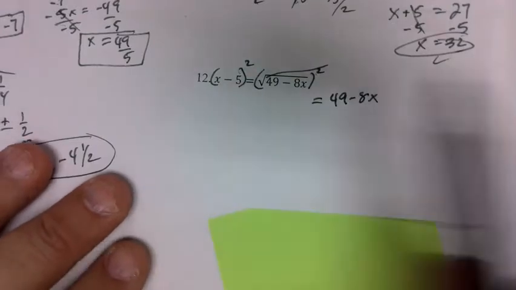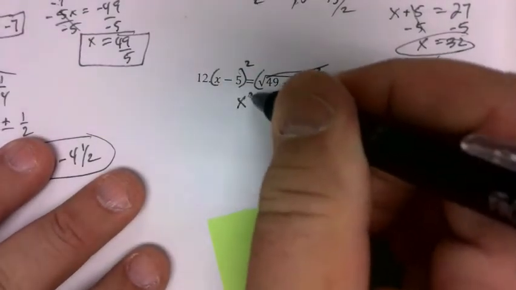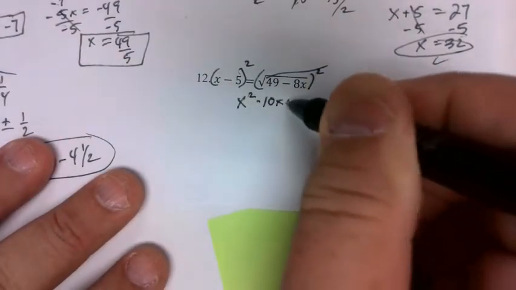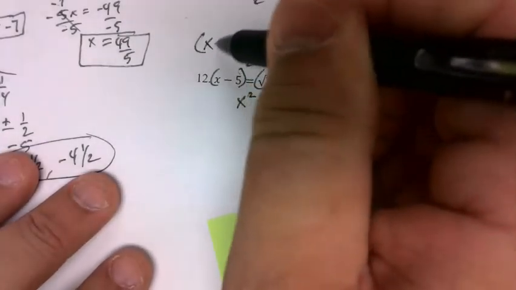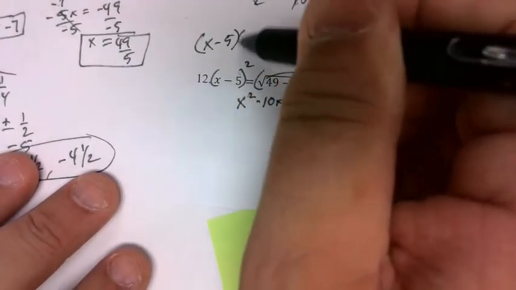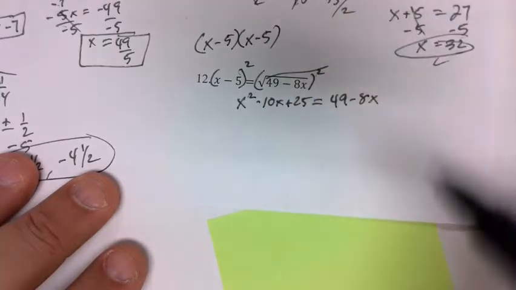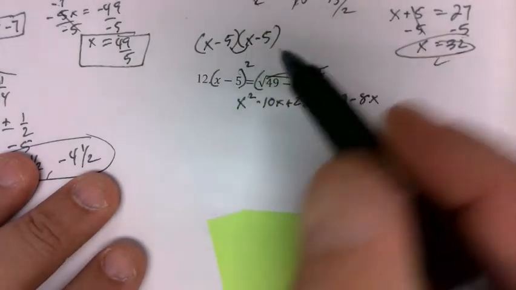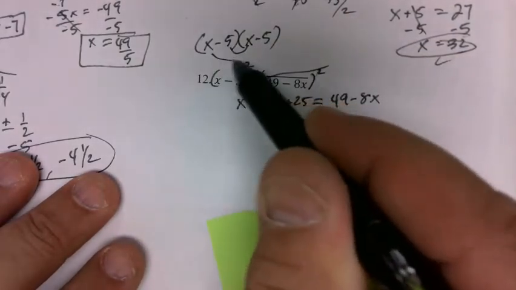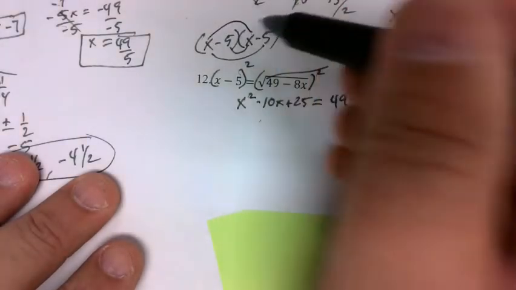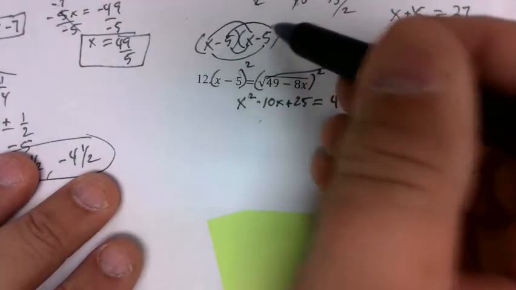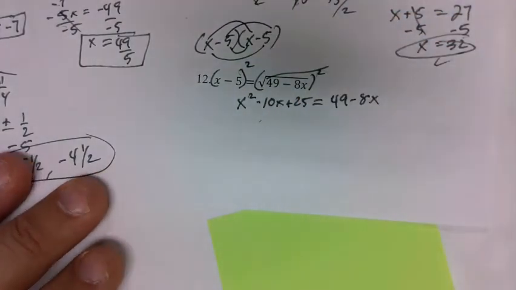But over here, (x − 5)² is x² − 10x + 25. And if you're wondering where that came from, (x − 5)² means (x − 5) times (x − 5), right? And if I distribute that through, negative 5 times x times negative 5, there's the negative 10x. x times x, there's the x². Negative 5 times negative 5, there's the 25. Okay?